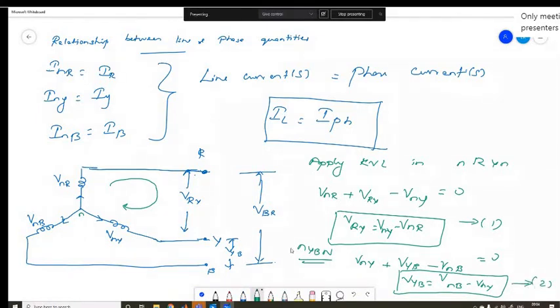And in the same way, if you want to find VBR, you have to consider this loop from here, here, here. So you have to consider this path. I'm marking it with red. So if you want to find VBR, this is what you have to do.